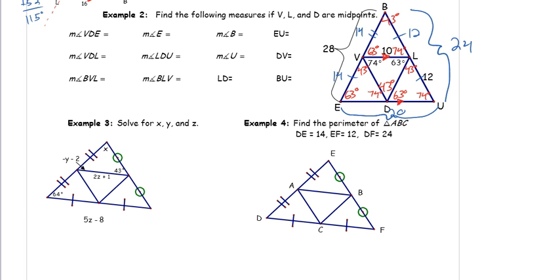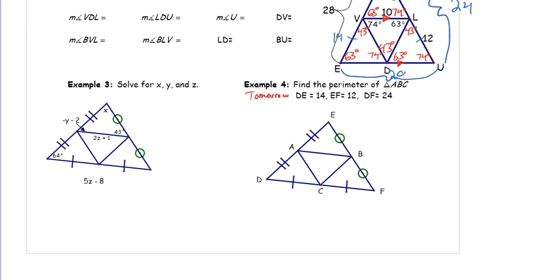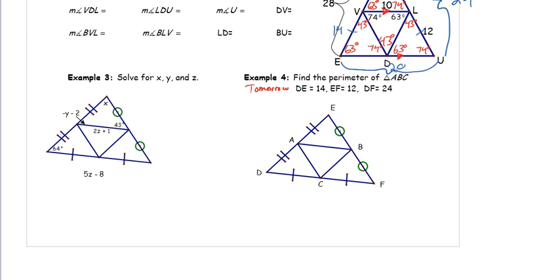I'm going to do example 3, and we're going to save example 4 for tomorrow. Solve for x, y, and z. Alright, well, I know that I have a bunch of congruent sides. So we know that we have these two parallel lines that are congruent to each other.